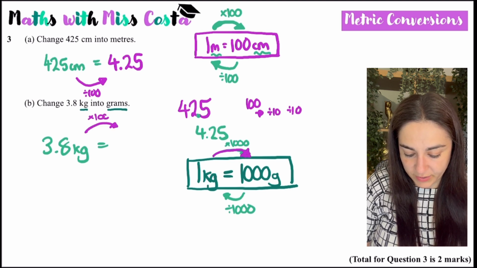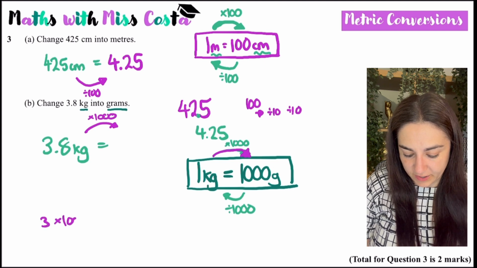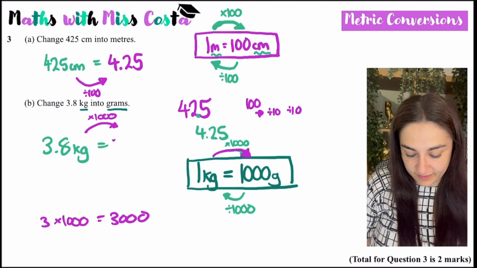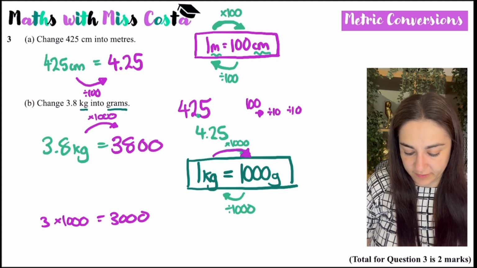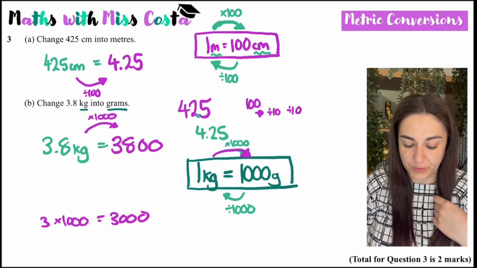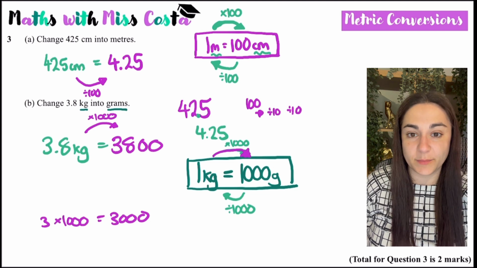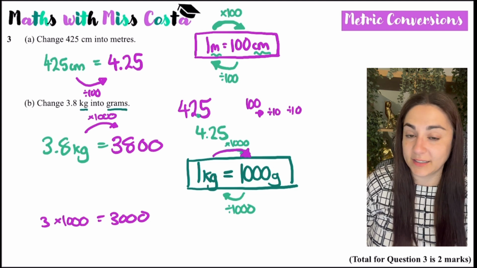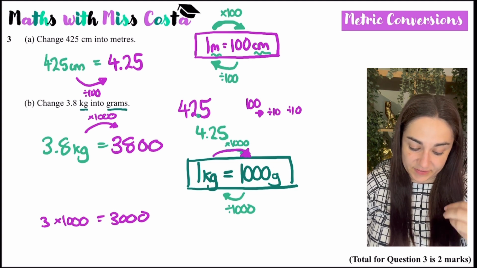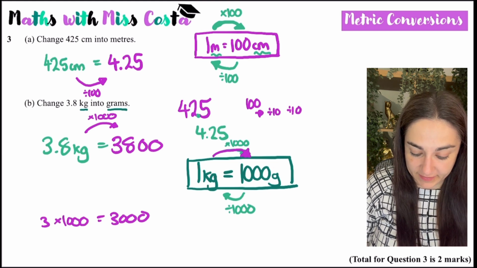So 3 times 1,000, I know is 3,000. So 3.8 would be 3,800. It's always helpful to just think to yourself, okay, if I ignored the decimal and multiplied that whole number by 1,000, what would it be? And then think to yourself, okay, so that means it must be 3,800.